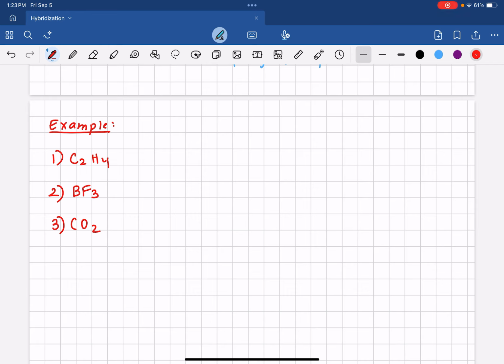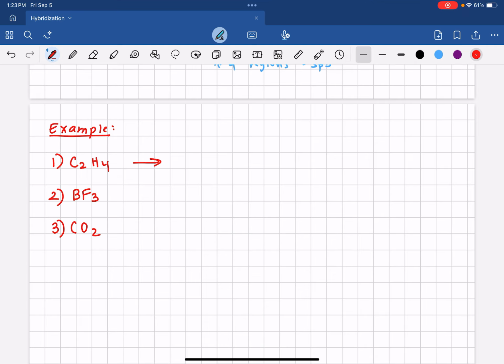Okay, let's go ahead and do the first one. The hybridization of C2H4 is, there are two carbons. They are double bonded to each other with two hydrogens on each carbon. Firstly, let's label the carbon to notate its hybridization. Let me highlight carbon 1 as pink and carbon 2 as green. So let's begin with this one.